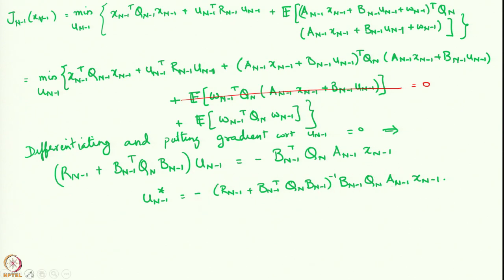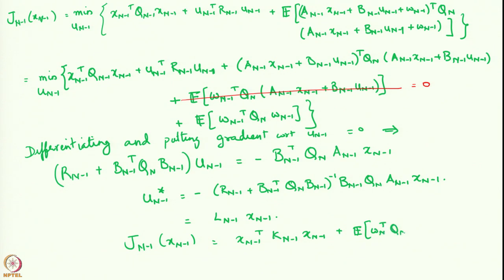Let us write this as L_{n-1} x_{n-1}. So this is what we conclude here, where L_{n-1} is this. But this has only given us the optimal policy. Let us substitute this optimal u back into this equation here, and from there we can conclude that J_{n-1} of x_{n-1} is equal to x_{n-1} transpose K_{n-1} x_{n-1} plus the expectation of w_n transpose Q_n w_n.